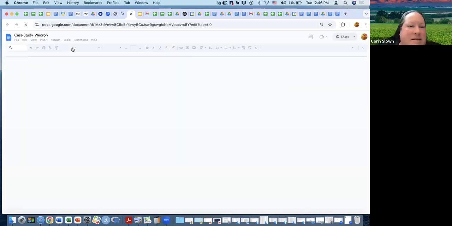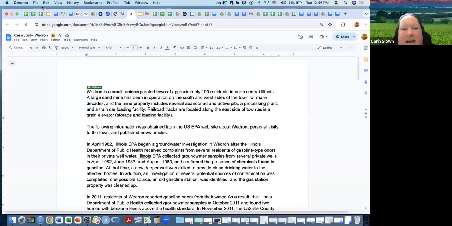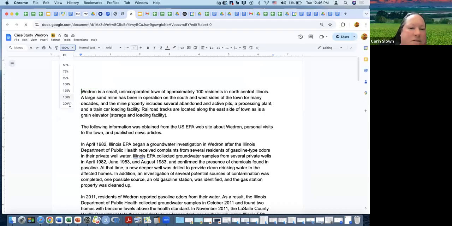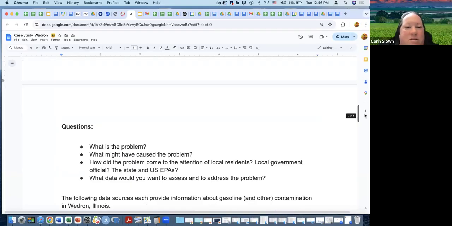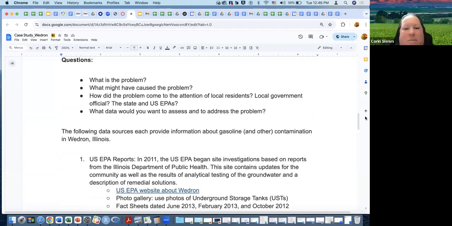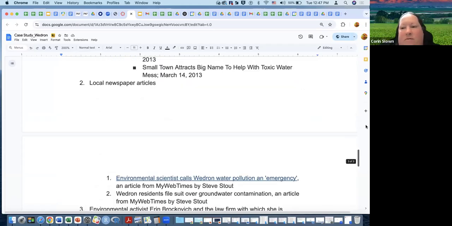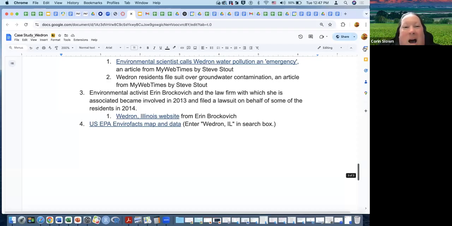So what you'll notice about these is that you're given a context. I can make that a little bit bigger so it's easier to read. So you're given some information about a page, and then you've got some questions, right? So what is the problem? What might have caused the problem? How did the problem come to the attention of local residents? What data would you want to assess? And then there's some additional data for you to take a look at for that article.